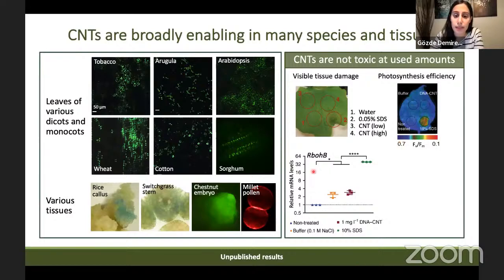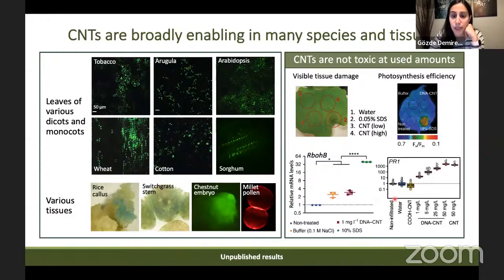In addition to these, we have also looked at some molecular markers of stress in plants. So we picked this gene that's a marker for stress in plants. It's reactive burst oxidase homolog B gene, which is upregulated when plants are under stress conditions. So we could see that in the SDS infiltration, the plants are highly stressed as expected, but in our carbon nanotube treatments, the stress levels are very low, and it's very comparable to just the buffer infiltration.